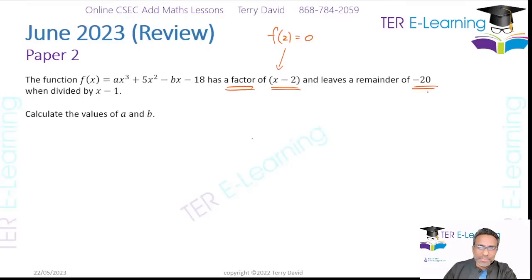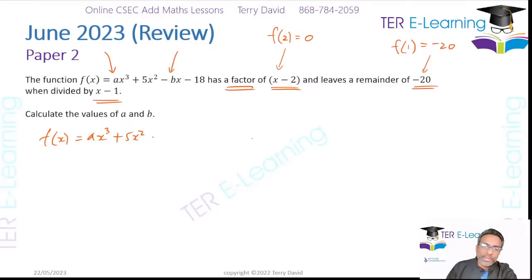Then they told me that I'm getting a remainder of minus 20 when I divide by x minus 1. So that means f of 1 is equal to minus 20. I have to use those two pieces of information to solve for a and b. I don't know what they are, but I need to figure them out. So here's what you would do in a scenario like this. You write down f of x equals ax cubed plus 5x squared minus bx minus 18.